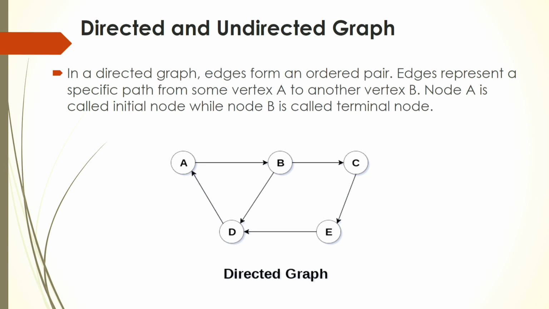And in a directed graph, edges form an ordered pair. Edges represent a specific path from some vertex A to another vertex B. Node A is called the initial node while the node B is called the terminal node.